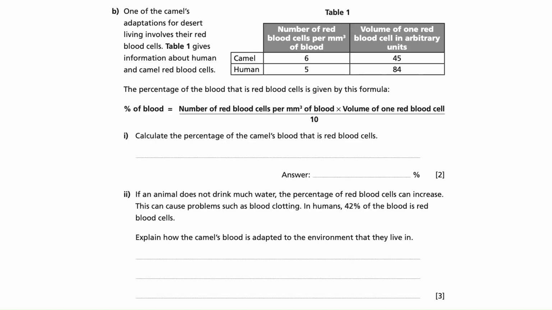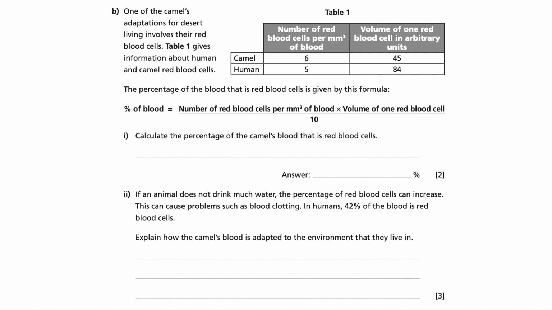Part B. One of the camel's adaptations for desert living involves their red blood cells. Table 1 gives information about human and camel red blood cells. You can see table 1 there on the right, with camel and human, and the number of red blood cells per millimetre cubed of blood, and the volume of one red blood cell in arbitrary units. The percentage of blood that is red blood cells is given by this formula. Percentage of blood equals number of red blood cells per millimetre cubed of blood times volume of one red blood cell divided by 10.